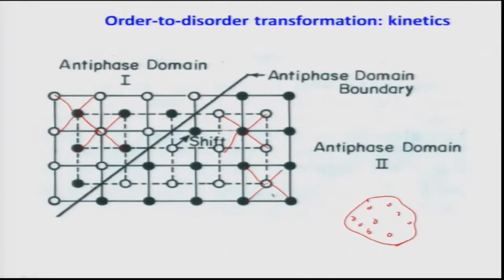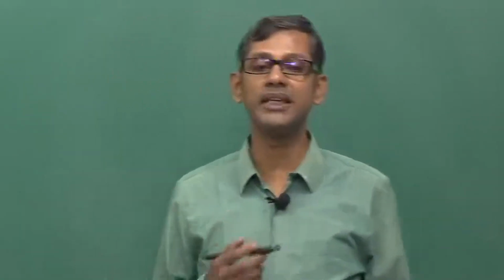But the moment these two ordered regions meet along this boundary, the bonds are of similar types. You can see there: copper-copper, gold-gold, copper-copper, gold-gold, copper-copper, gold-gold. So that means there is a bonding change across this meeting boundary, and that is why this boundary is known as an anti-phase domain boundary, because it demarcates a change in the atomic bonding structure, and that is a very important aspect.